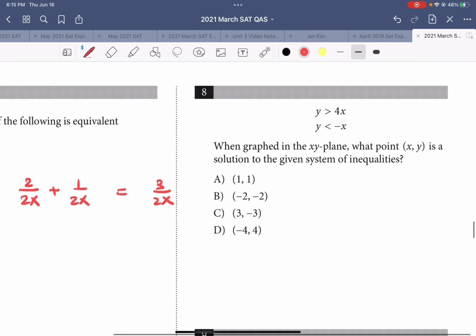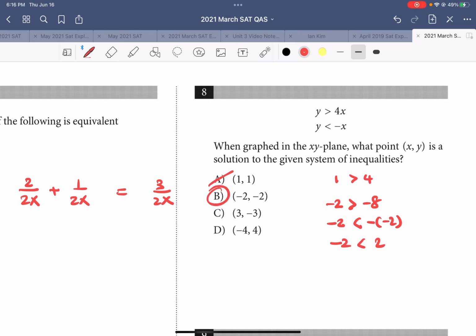Now number 8. So this one, you can graph it, but the easiest way, you can plug it in. Okay. So when you plug in the first one, let's say 1 is greater than 4. That doesn't work. So out. So B, negative 2 greater than 4 times negative 2, which is negative 8. That works. What about the second equation? Negative 2 less than negative 2. So that works, right? Negative 2 less than positive 2. So you can check that one, and then you can move on. Okay, plug it in. That'll be easier.